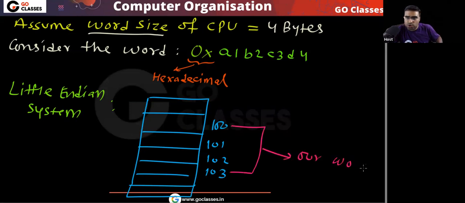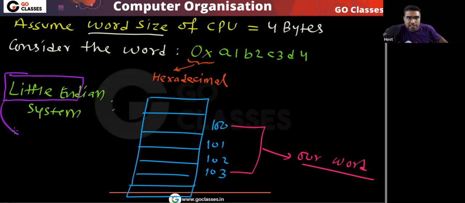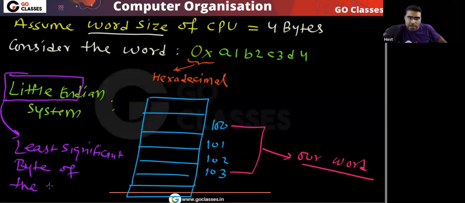Our word you will put here. Okay, is this clear? Very simple. So in the little Endian architecture, what will happen? You will start with the little end. Little end means least significant byte, the least significant byte of the word. Okay, so you will start with the little end.